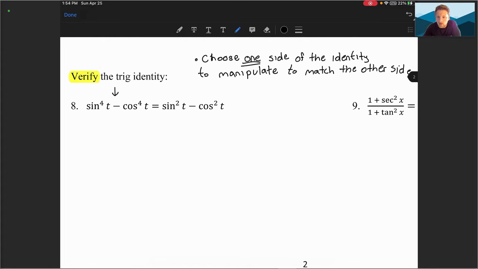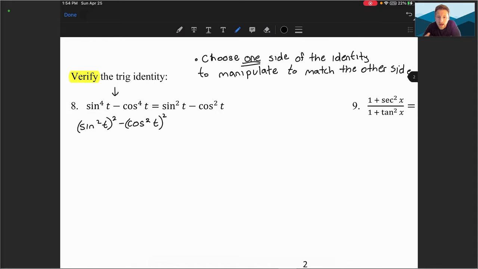So when I consider sine to the fourth minus cosine to the fourth, this is really a hidden difference of squares. If I consider this function, I can rewrite this in a clever way. Sine squared t, quantity squared, minus cosine squared t, quantity squared. So notice that this left side here is a difference of perfect squares.